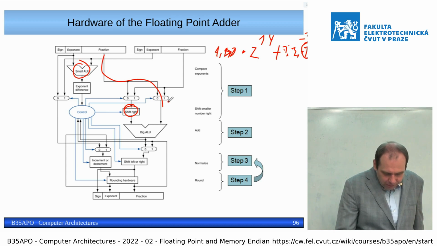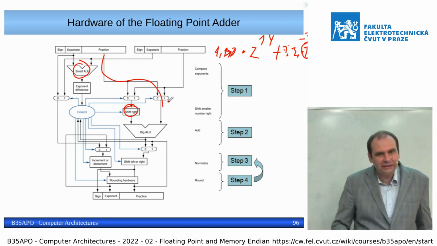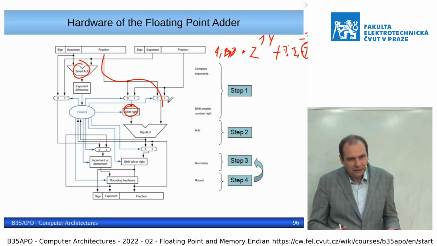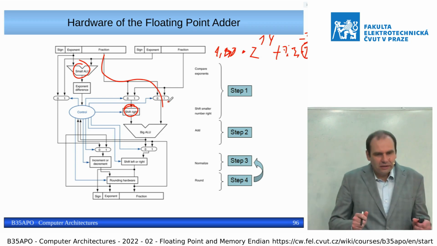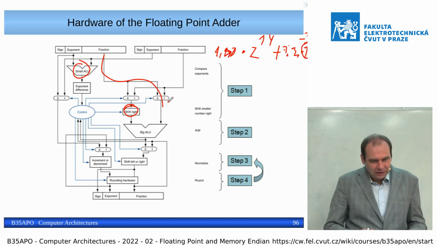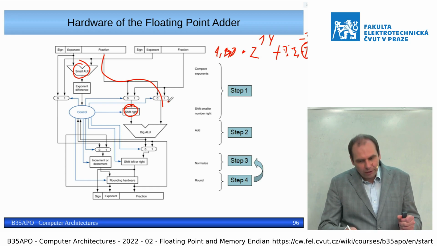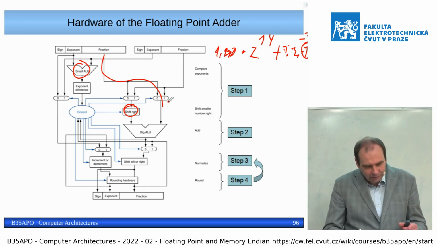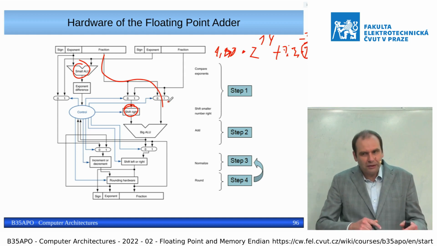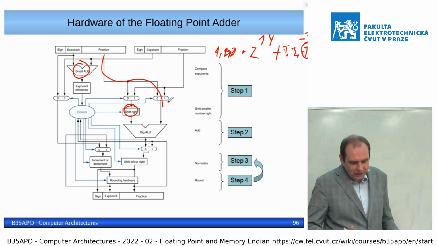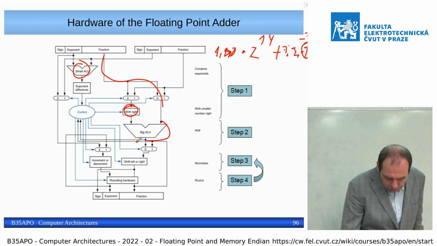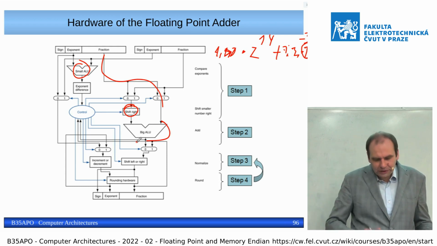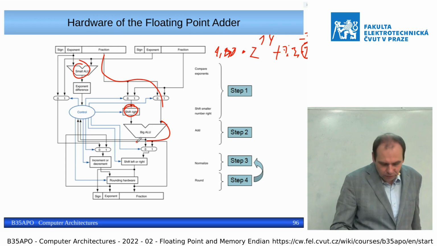If both numbers have the same sign, then we can add the mantissas. If one of them is negative, then we need to subtract. So in this case, we need to decide if the ALU should add or subtract the two values.